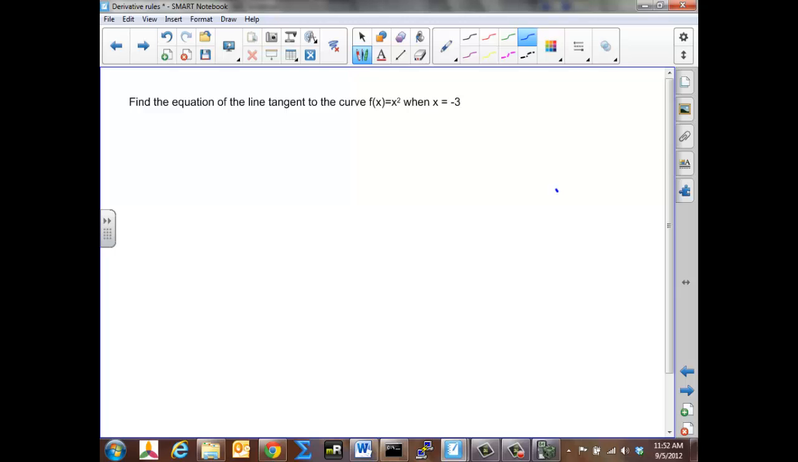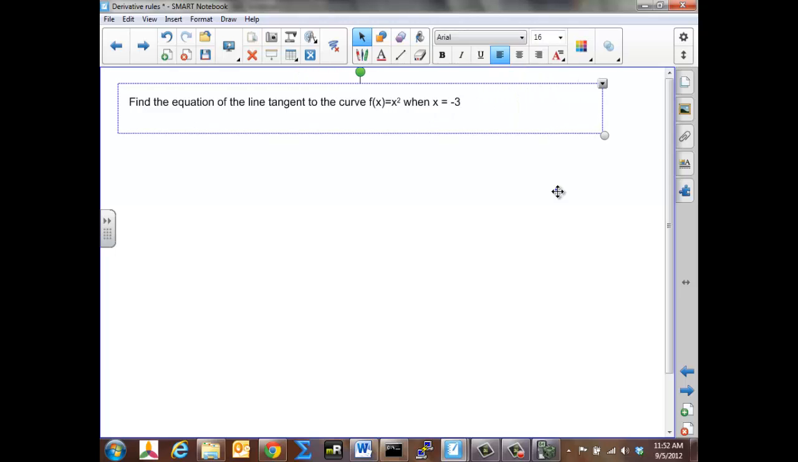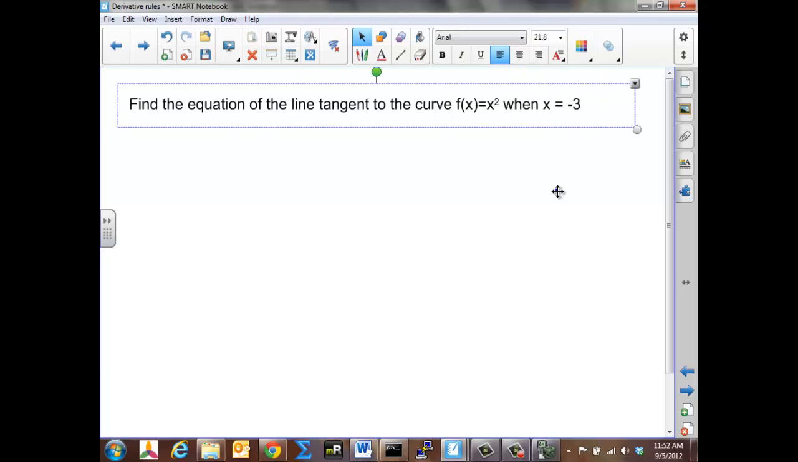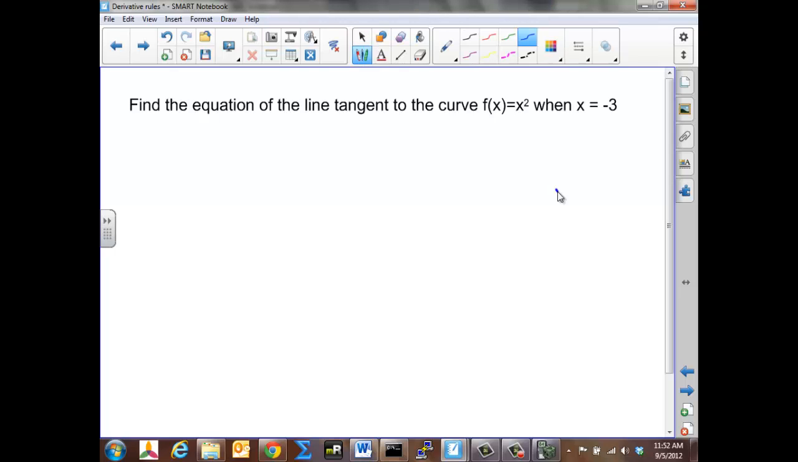Find the equation of the tangent line to the curve of f(x) equals x squared when x equals negative 3. I cannot emphasize enough the importance of these problems. That problem is going to be on FRQs. It's on an FRQ this week. It's going to be in multiple choice. It's going to be seen in some form throughout the entire year. So it is crucial that you know what to do here.